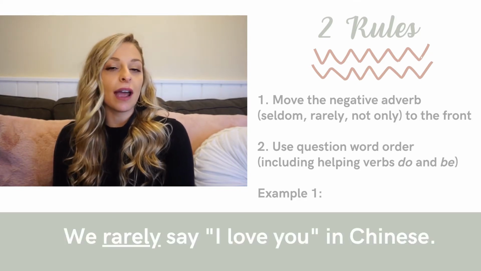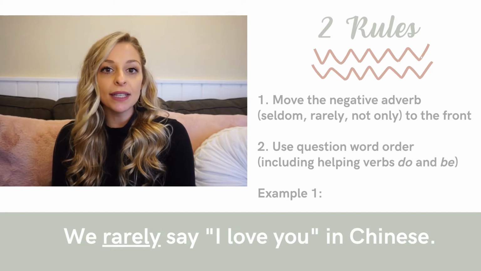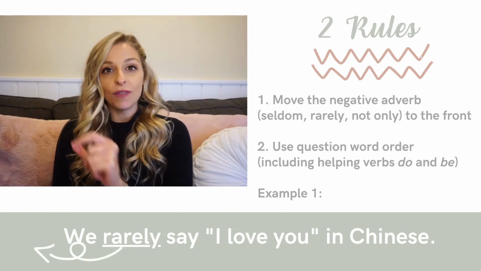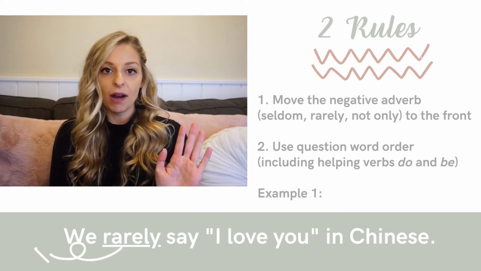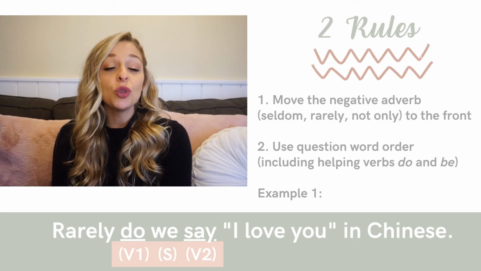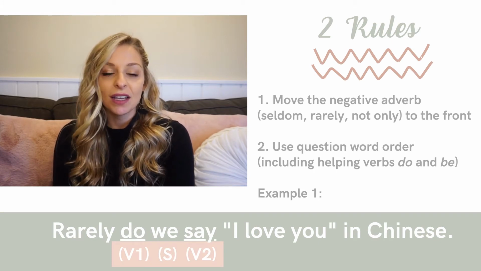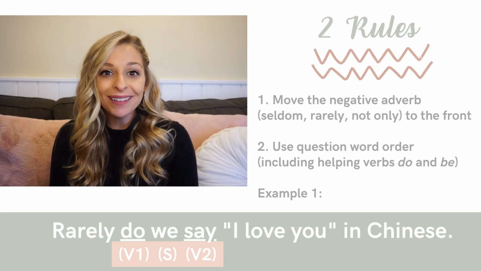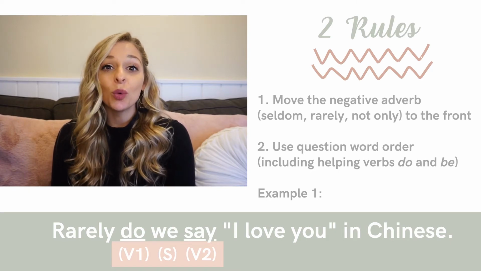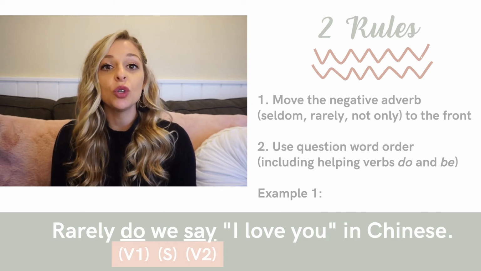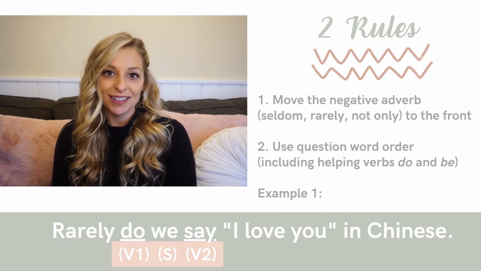So let's take a look at our first sentence. We rarely say I love you in Chinese. So rarely is your adverb. You need to move that to the beginning. That's the easy part. Then you need to switch. So you need to say, rarely do we say I love you in Chinese. Notice that we added the helping verb do, so that's verb 1. And then we have our subject, we, and then say is our main verb. So rarely do we say I love you in Chinese.